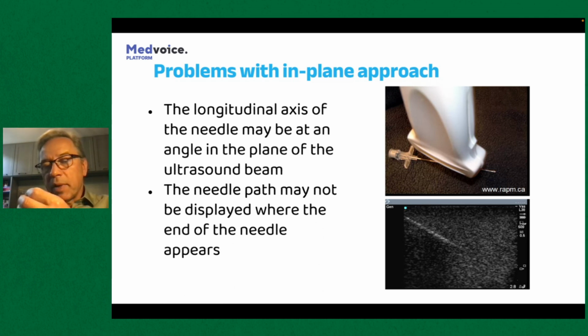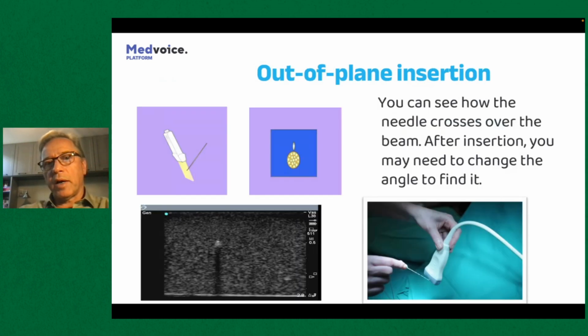So our biggest problem is to see the tip of the needle, and if you deviate from the beam, which remember is only 1 millimeter, then you will see the shaft of the needle, but not the end of the needle. So you need to be in parallel during quite a long path.